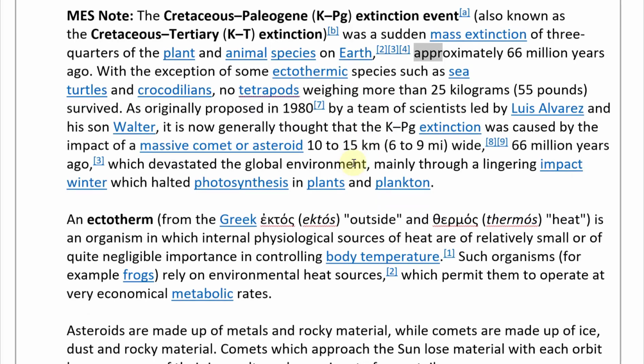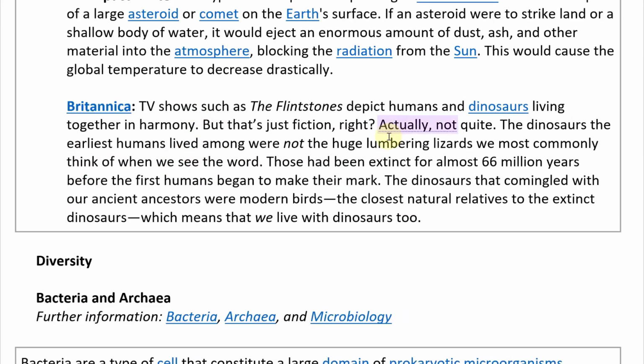Yeah, so in fact, if you go further here, if we read this up, humans weren't around at the same time as the dinosaurs. So this is from Britannica.com.